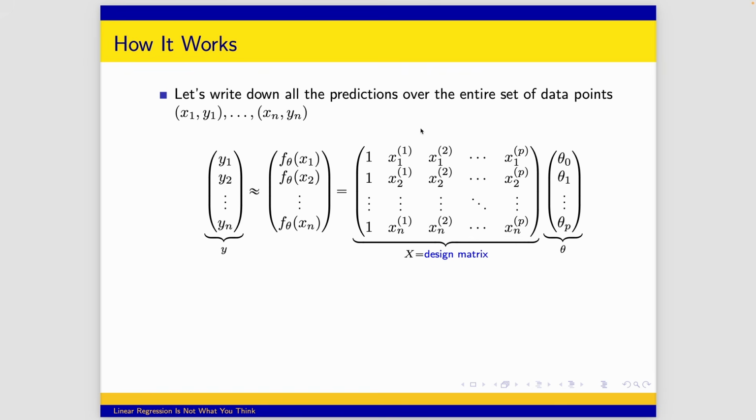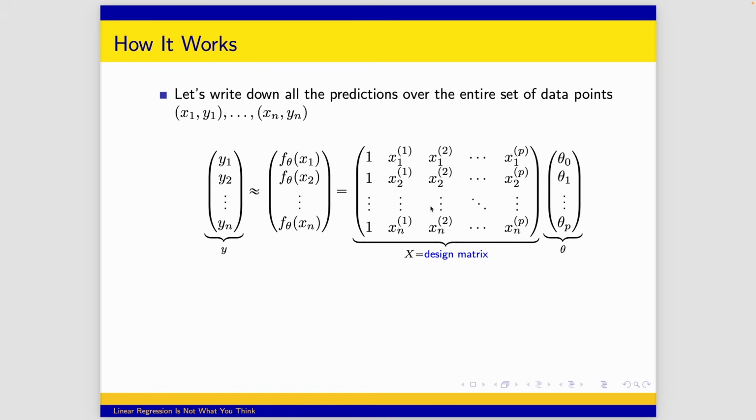So let's write down the predictions over the whole of the data set. So the pairs x1, y1 to xn, yn. Well, y1 is approximately this function at x1, the function I just wrote down. That's equal to theta naught plus theta 1 times x11, that's the first coefficient of x1, plus theta 2 times x12, that's the second coefficient of x1, down to plus theta p times x1p, which is the pth coefficient of x1. And similarly, for x2, we have y2 is approximately f theta of x2, which is theta naught plus theta 1 times this plus theta 2 times this, etc., down to the nth data point.